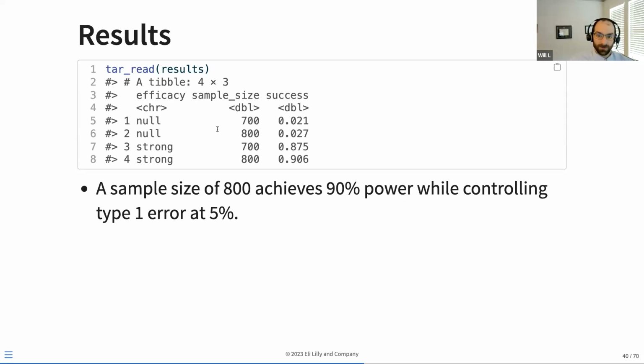And we have operating characteristics in this nice 4x3 data frame here. So we have for each of the sample sizes and each of the efficacy scenarios, the proportion of studies that declared efficacy, and we see that the first 2 rows measure type 1 error because these are the null scenarios, and they're well below the 5% target that we required, and the power is a little less than 90% in the 700 patient scenario and a little more in the 800 patient scenario.